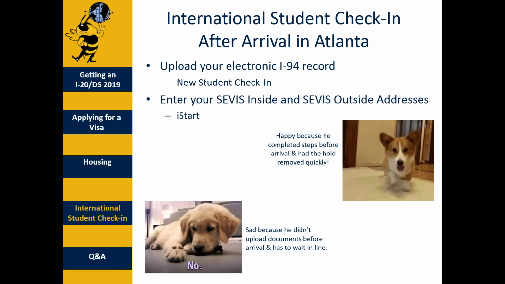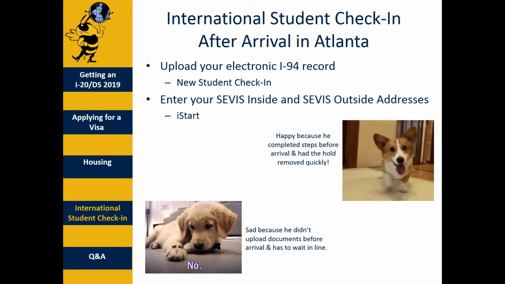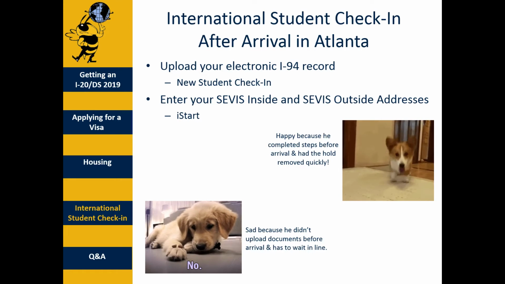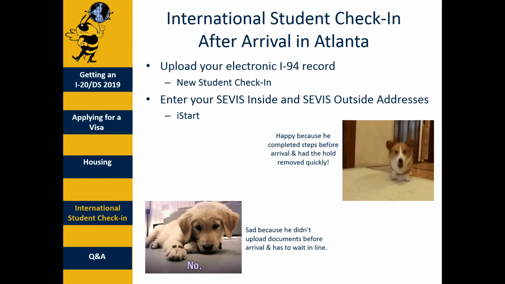Okay, so on this slide are the requirements of international student check-in that you'll do after you arrive in the United States. Once you pass through customs, you will receive an electronic I-94 entry record. You can access the I-94 from the website cbp.gov/I94. Take a screenshot of the I-94 and upload it to iStart using the I-94 upload e-form.